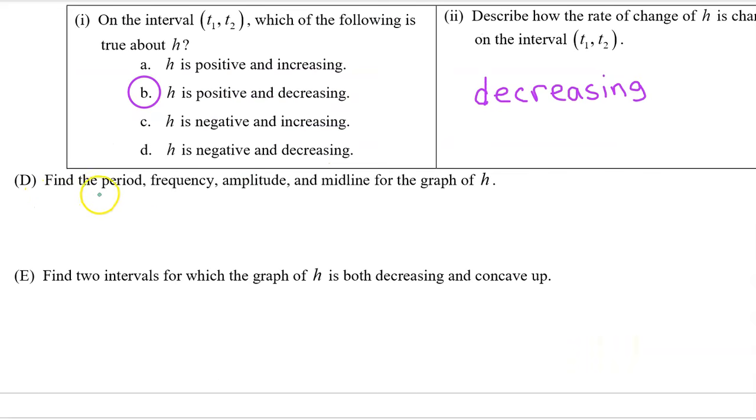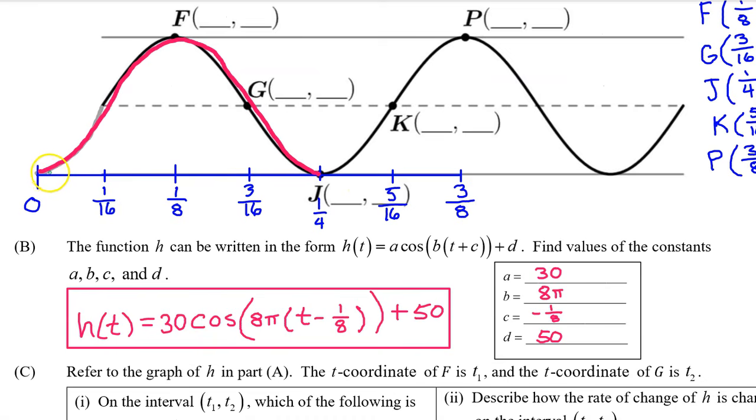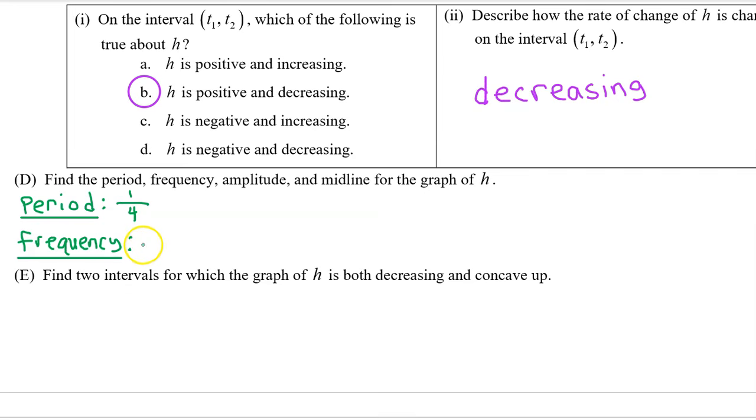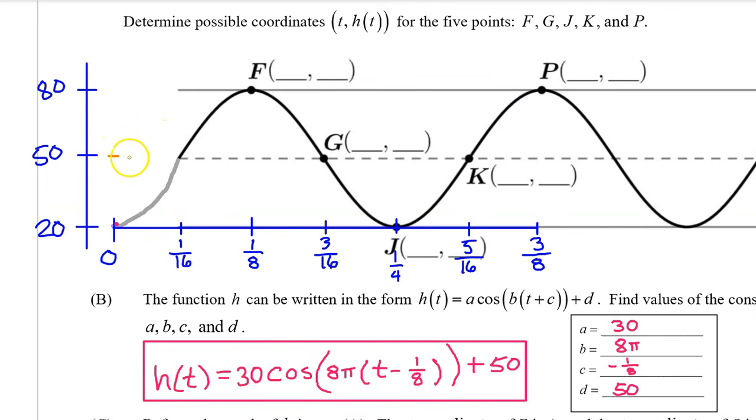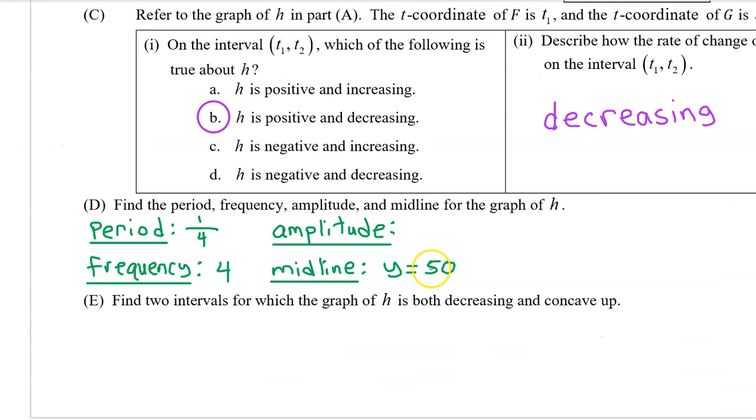Part D. Find the period, frequency, amplitude, and midline for the graph of h. The period is the horizontal length of one cycle, which is 1/4. The frequency is the reciprocal of the period, so that's 4. The midline is the horizontal line halfway between the highest value and the lowest value. In this case, the midline is y equals 50. Don't forget the y equals in front for midline.